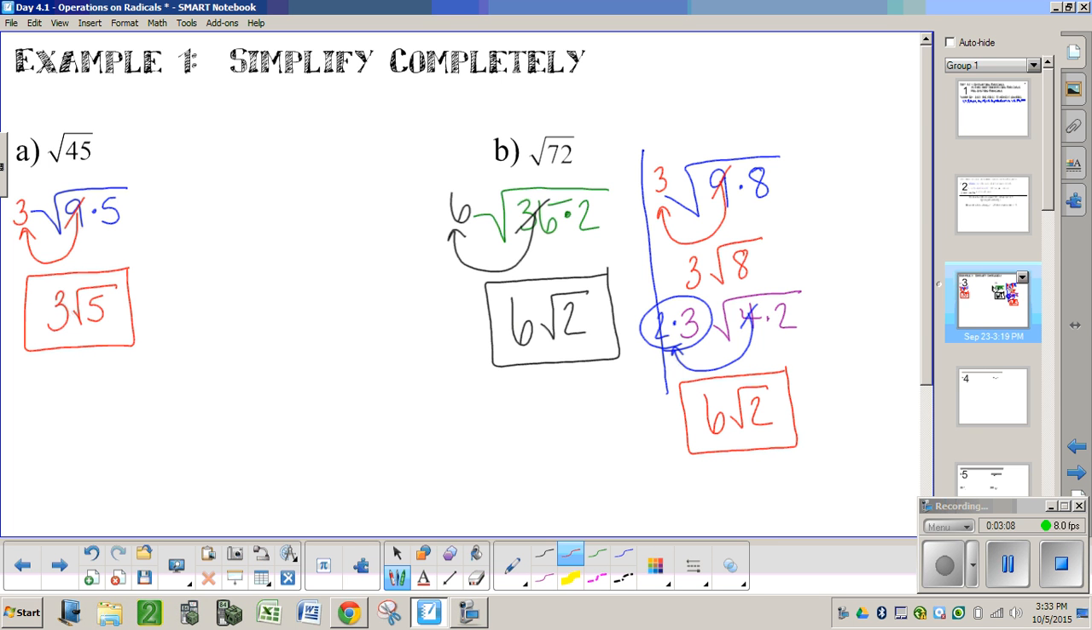So either way is going to get you to the correct answer. The one thing you want to keep in mind is if you want to save yourself a little bit of work, try looking for the biggest square factor to start.